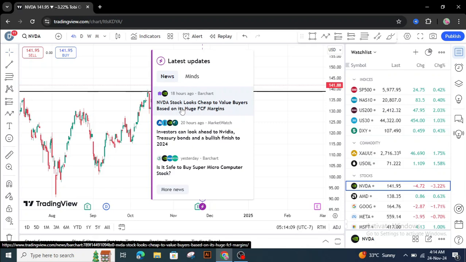It looks cheap to value buyers based on its huge FCF margins. Investors can look ahead to Nvidia, treasury, and a bullish finish to 2024. Is it safe to buy Super Micro Computer stocks now?